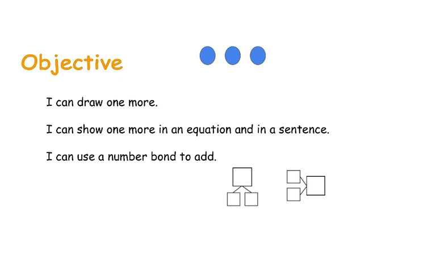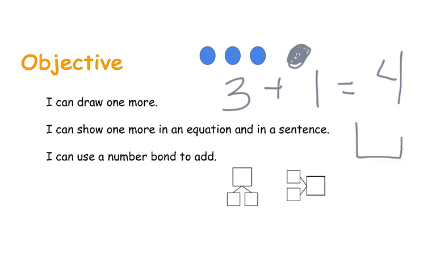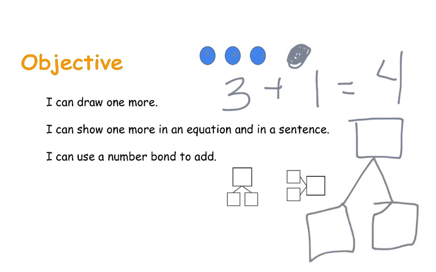So by saying one more, I'm saying I can draw the picture, and now I can write the equation. So I have 1, 2, 3. So I have 3, and I put 1 more, and I will say this equals 1, 2, 3, 4. Then I will be able to put that into a number bond. So we will be able to say, let me draw a bigger one. 3 and 1 more is 4.